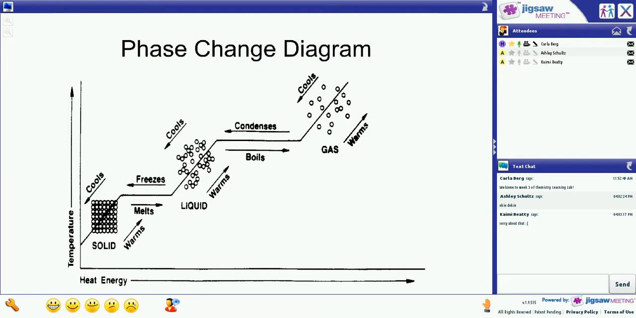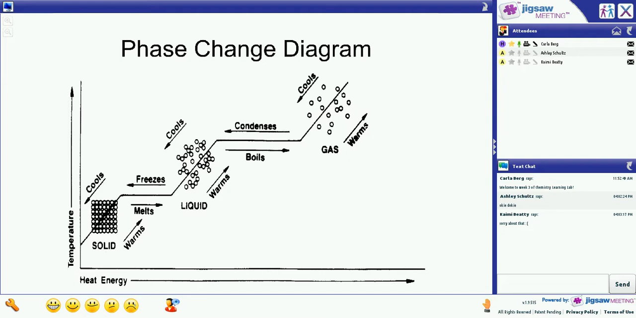Now our phase change is going to start as a solid. If we look below the line on the graph, that's what happens as the temperature and heat energy increase. So we start as a solid. As it warms up, it's called melting, and it melts or becomes a liquid. As the liquid warms up again, it boils and becomes a gas.